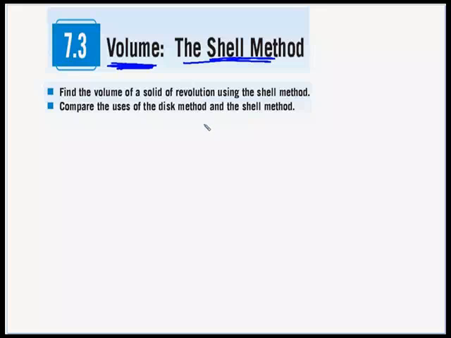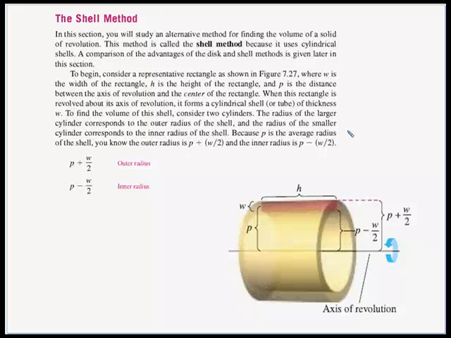It's much easier maybe to use the shell method as opposed to the disk. And there are going to be some functions, depending on what the function is and the axis of rotation, where it might be impossible to use one of the methods, so we're forced to use the one that is available to us. So the shell method.